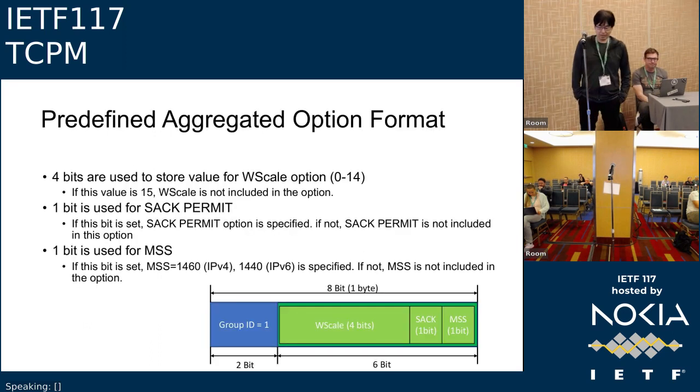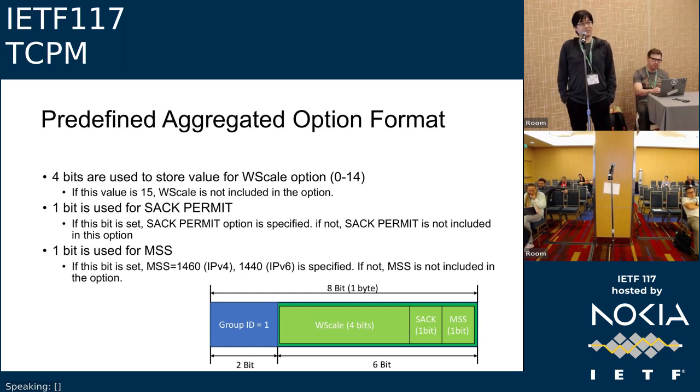Next slide, please. Okay, so this is the predefined aggregated option format. As I mentioned, the predefined aggregated option uses group ID 1. It has 6 bits, and out of 6 bits, the current proposal utilizes 4 bits to store the value of the window scale option. The window scale option value will be from 0 to 14, so by having 4 bits, we can accommodate all possible values for the window scale option. And if this value is 15, it indicates that the window scale is not included in this option. Okay, Richard, you have a question?